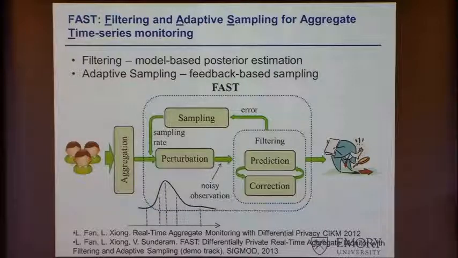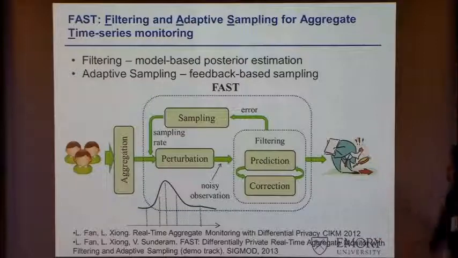And the second idea is adaptive sampling, which is also very intuitive and straightforward. Since too much noise is added to every single time point, why don't we do sampling? We can just sample selected time points and do the perturbation. But of course, the problem is which time points to sample and how do we sample? So that's our adaptive sampling idea, where we use feedback to help us decide the sampling rate.